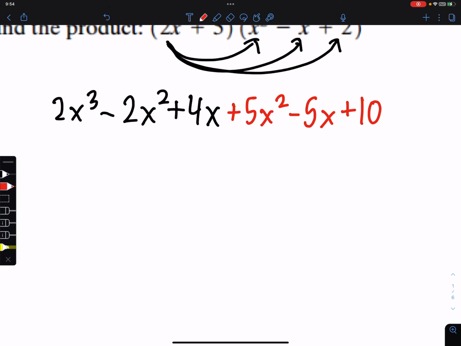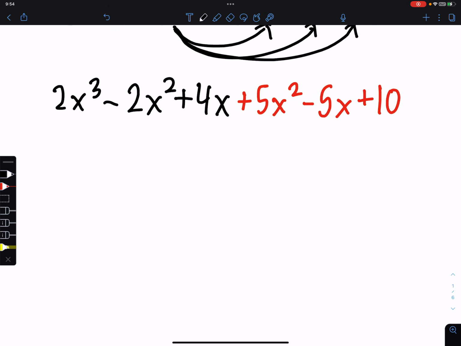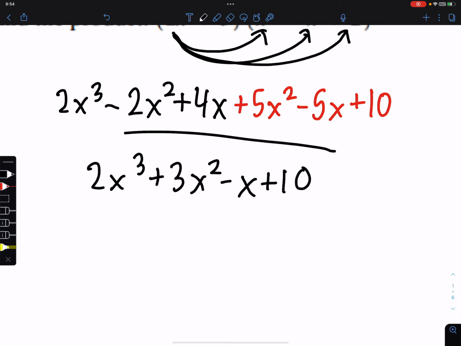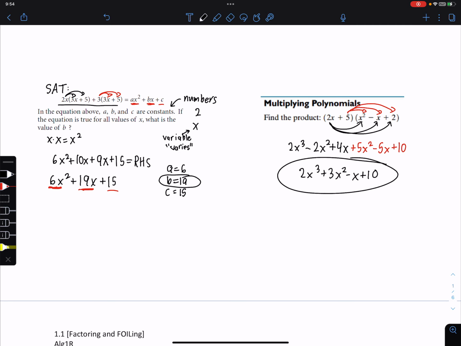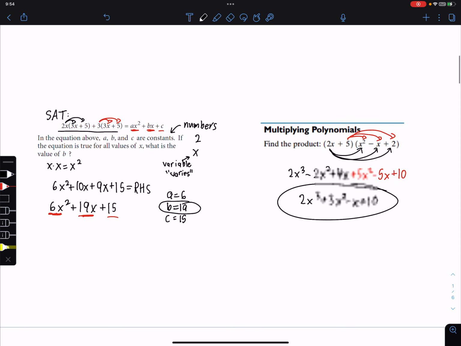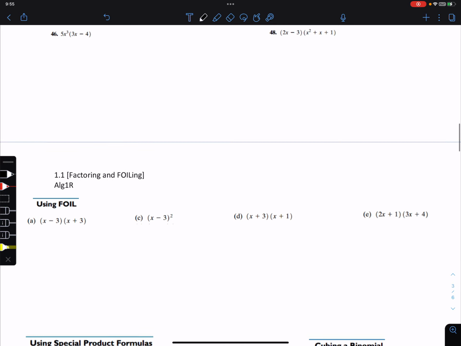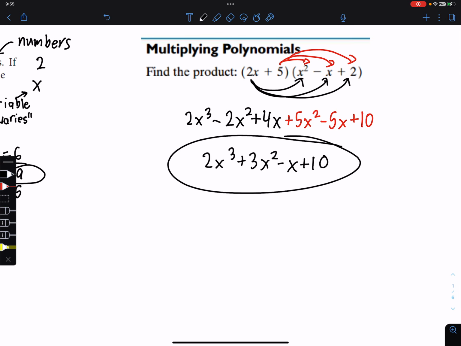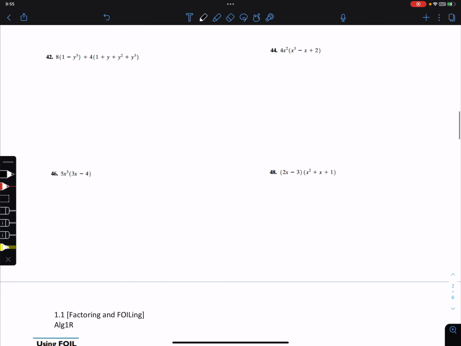Great. So now we just go ahead and do what we've been doing, add them. So we get 2x cubed plus 3x squared minus x plus 10, and that's our answer. Okay, pretty simple. Okay. Let's go ahead to more multiplying.